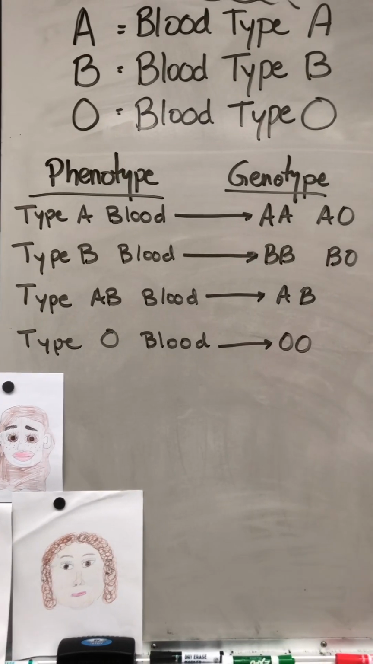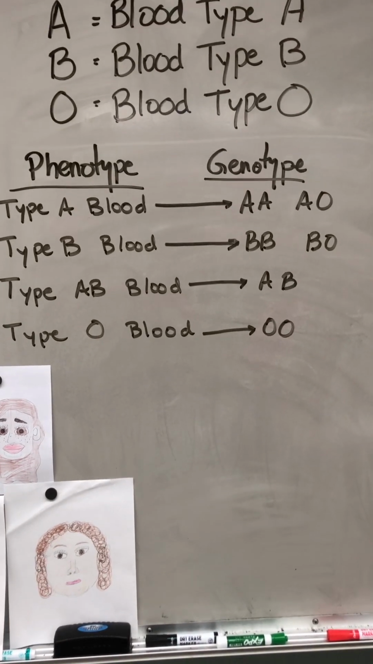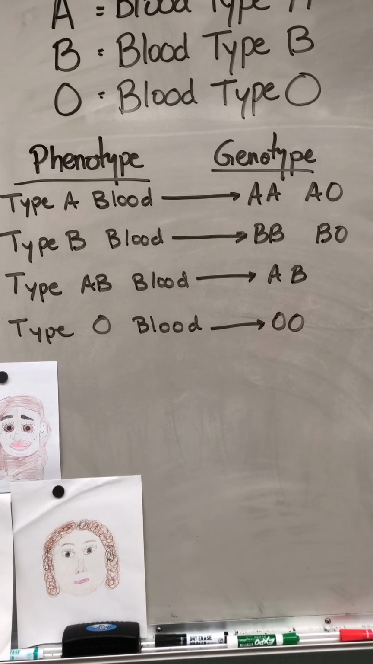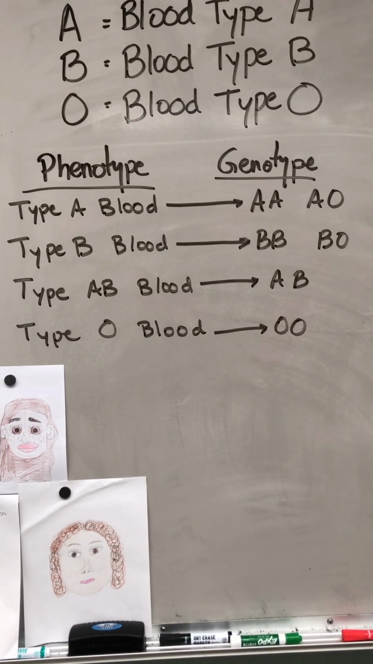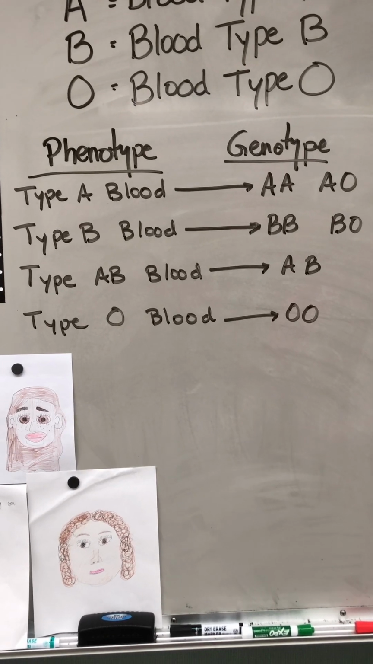Now, what you're going to see on your worksheet today or tonight is that A's are the dominant allele, and they're even co-dominant to B's. A's and B's are co-dominant with each other, but A's are dominant over O's, and B's are dominant over O's.